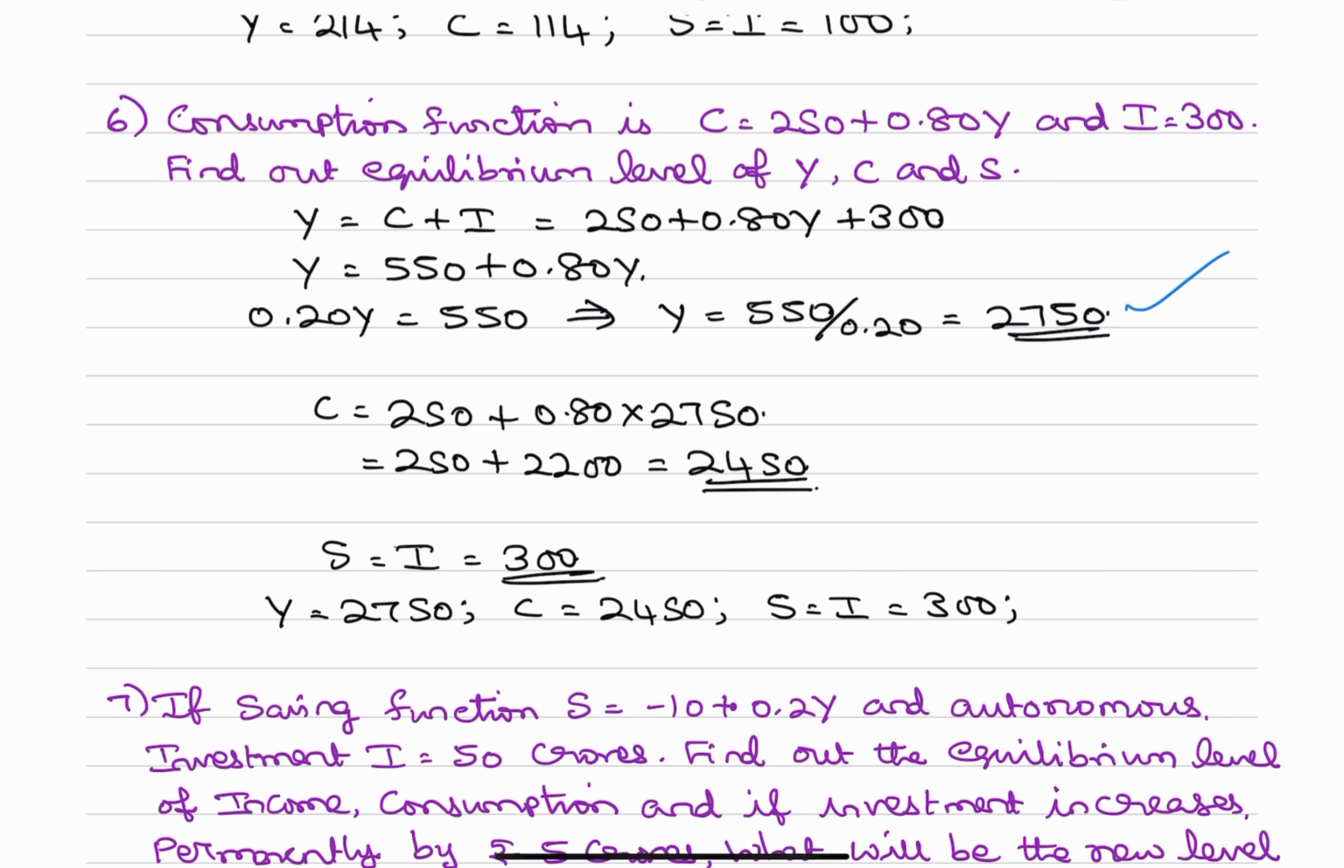Then consumption is equal to 250 plus 0.80 into 2750. You get the value for the consumption as 2450. At equilibrium, savings is equal to investment is equal to 300. So the value of the income is 2750, consumption 2450, savings and investment is 300.